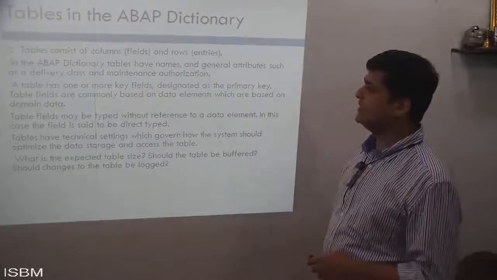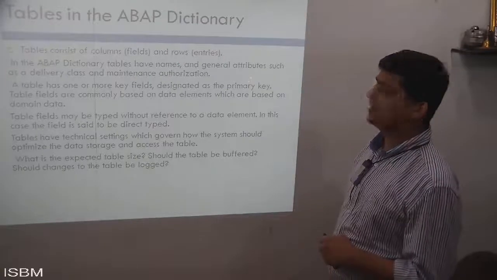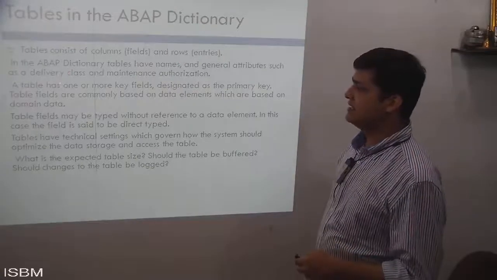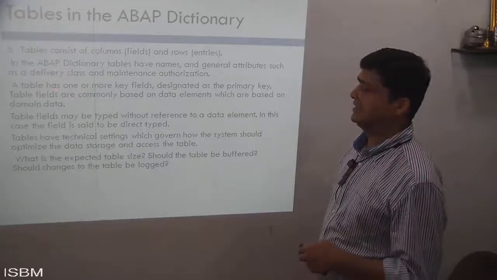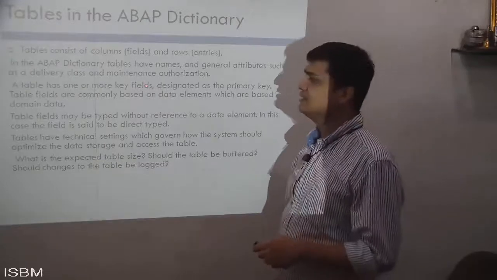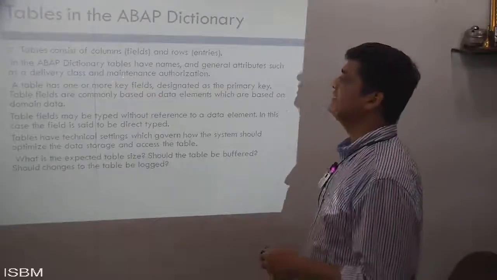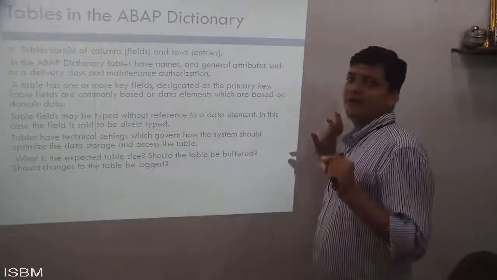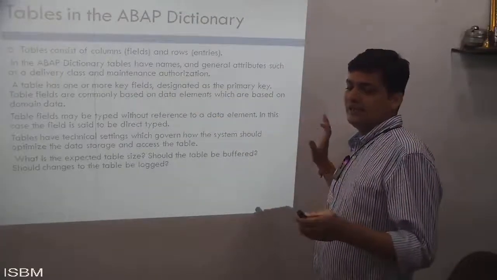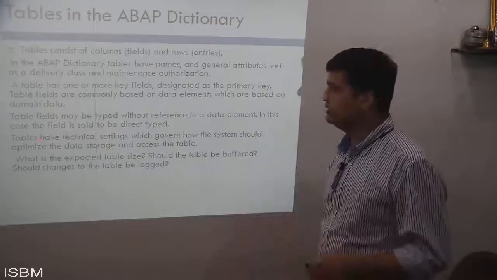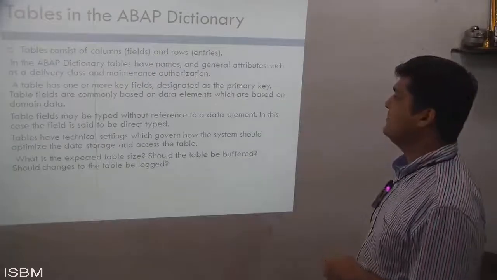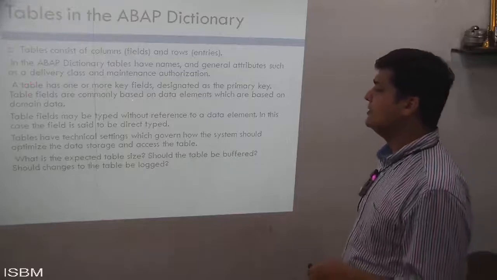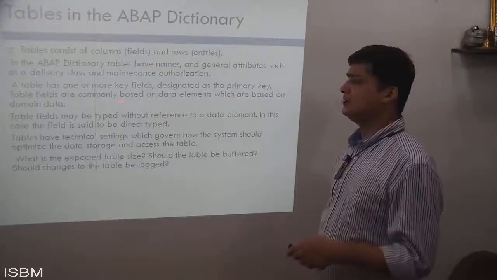Table entries. In the ABAP dictionary, a table has a name and general attributes such as delivery class, maintenance, and authorization. We will see these things. The table has one or more key fields. So every table requires one key field, designated as the primary key. Table fields are commonly based on data elements, which are based on the domain data.